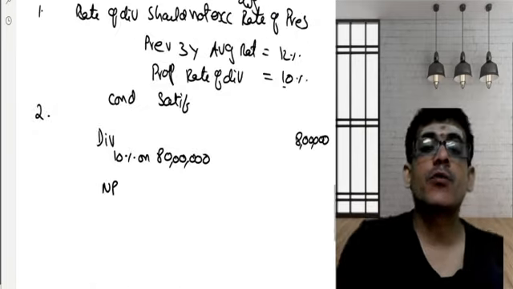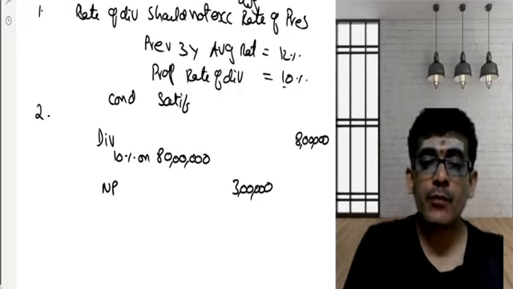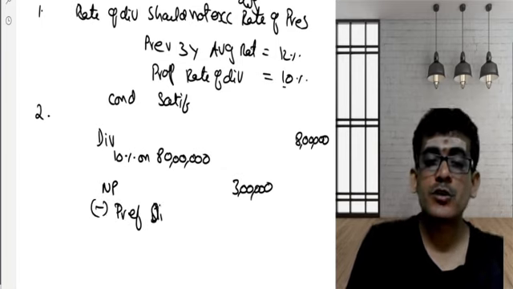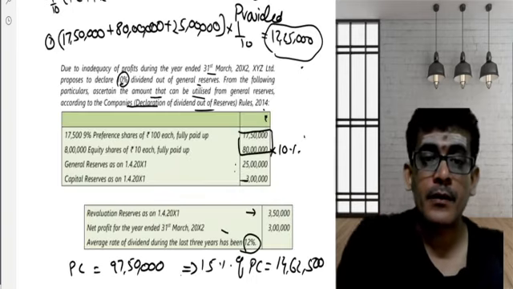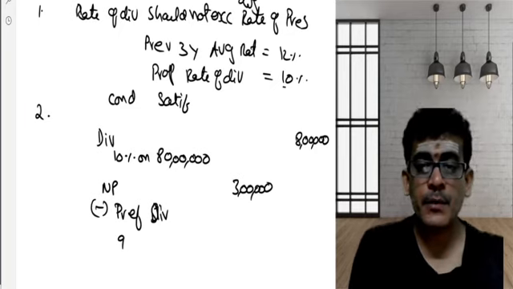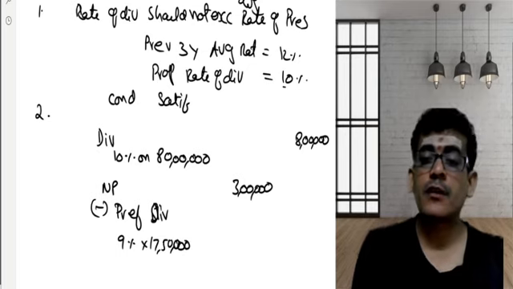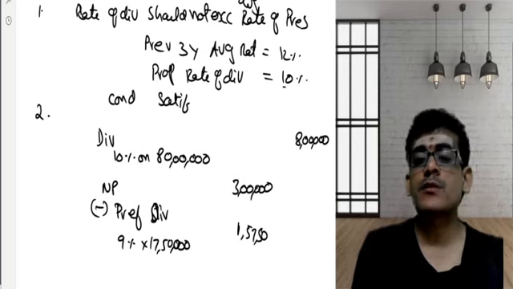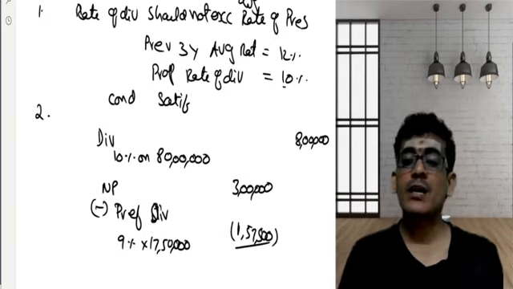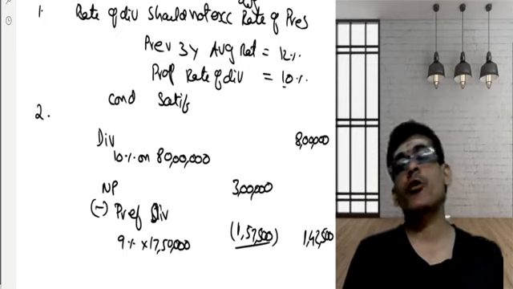Now you are having a net profit. So current year you are having a profit. What is the profit there? The profit is 3 lakhs. First I should use this for making payment of my preference dividend. So what is the preference dividend? 9% on 17 lakhs 50,000 will give you 1,57,500. So I was having a profit of 3 lakhs, but after making payment of preference dividend, I am having only 1,42,500.